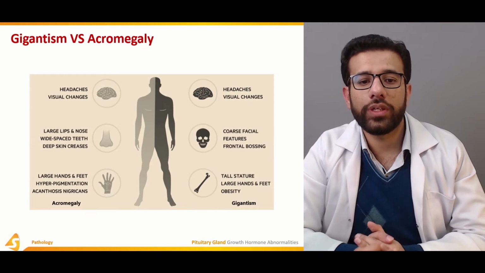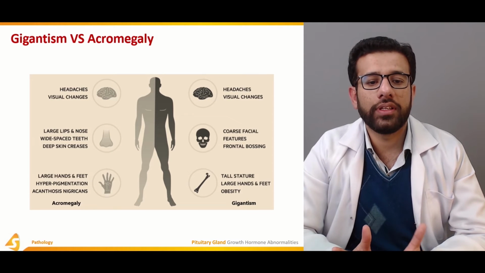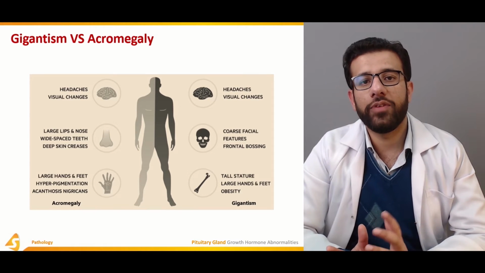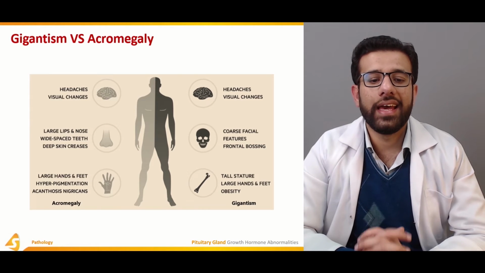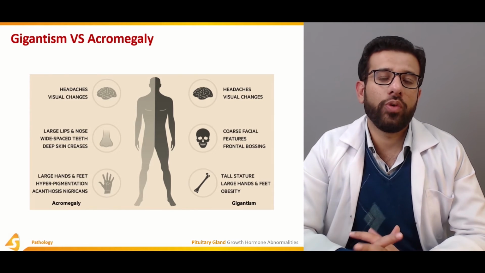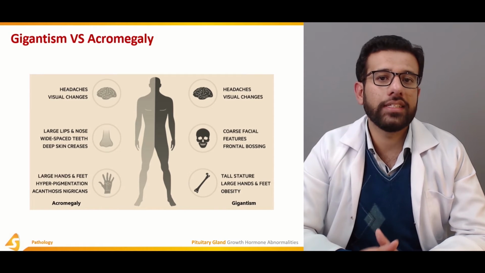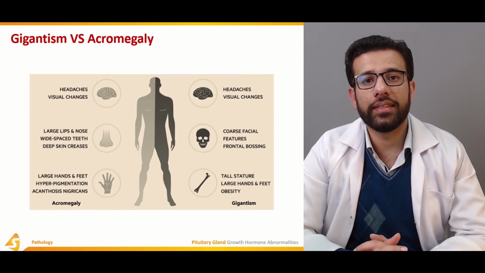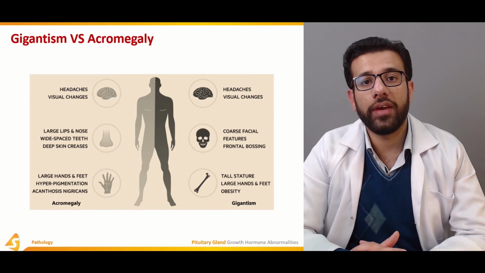Now gigantism versus acromegaly. In both there's the headache, visual changes, visual disturbances. But as I have already told you, in acromegaly the growth hormone excess is after the fusion of the epiphyseal cartilage, and in gigantism, it is prior to the fusion of the epiphyseal cartilage.